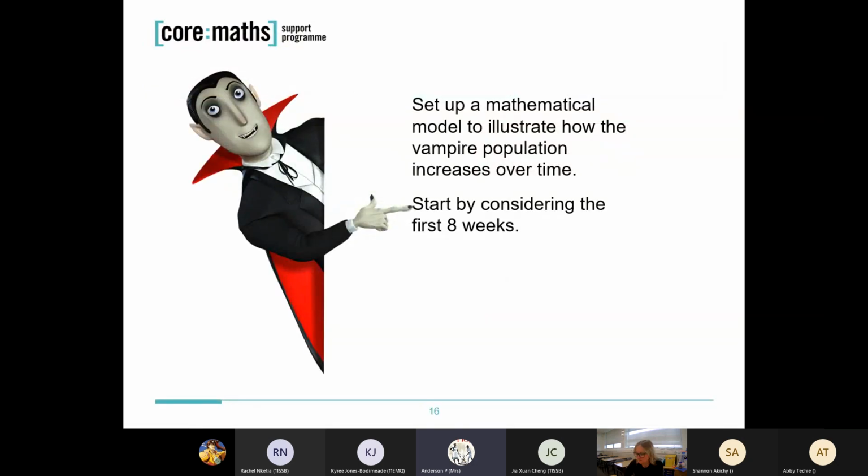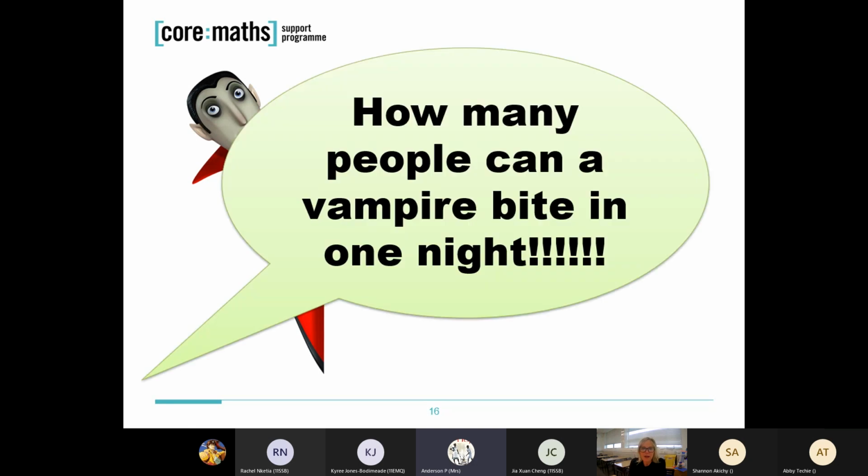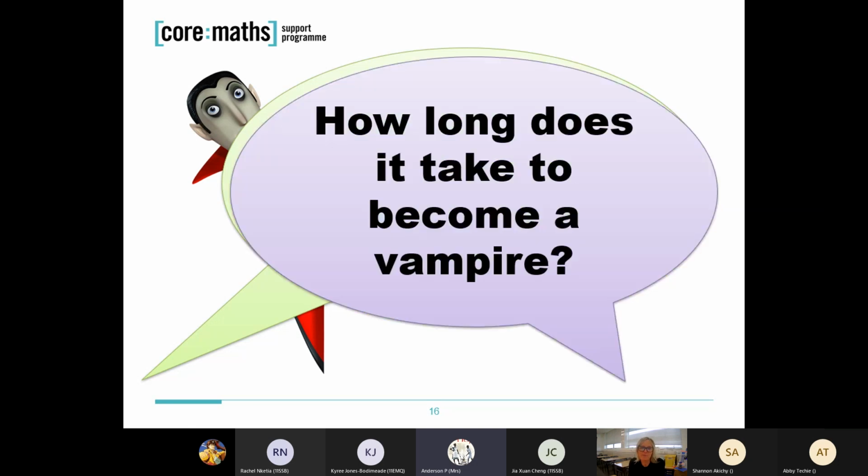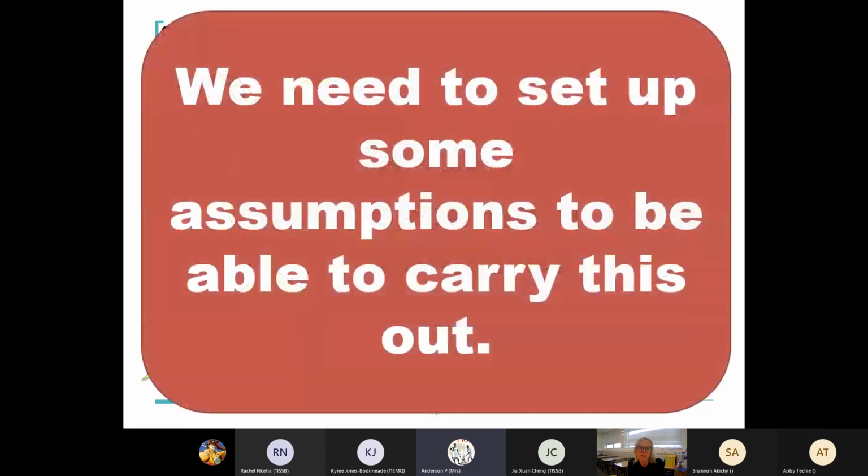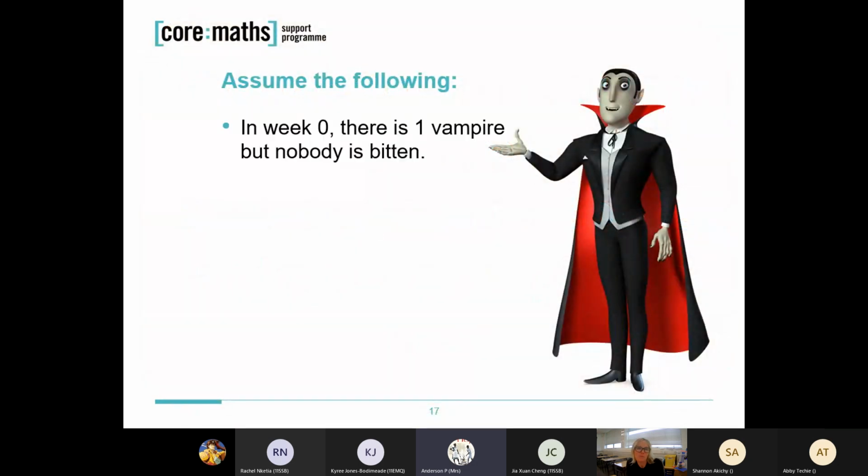So those might be just some of the things that you already know, so your prior knowledge. So what we might ask you to do is set up a mathematical model to illustrate how the vampire population increases over time. And we're going to start by considering the first 8 weeks. So you might be thinking, oh, how on earth am I going to do that? So, how many people can a vampire bite in just one night? How long does it take to become a vampire? These might be the questions you would have. So we need to set up some sort of assumptions in order to be able to carry out this task. So what might we assume?